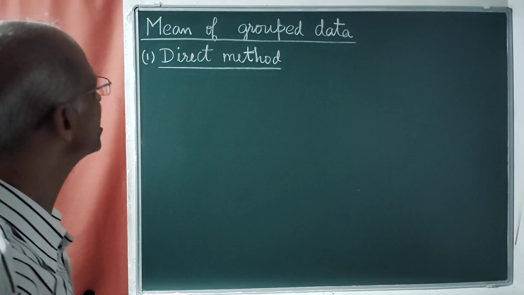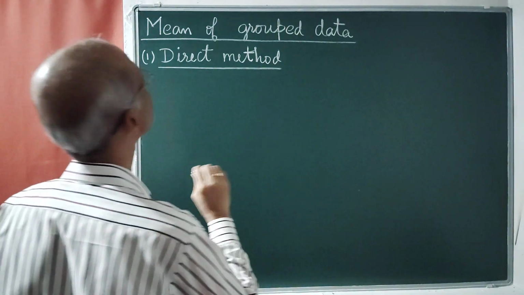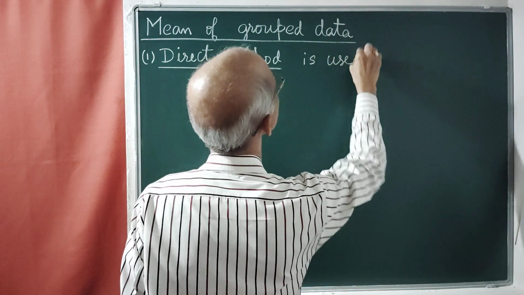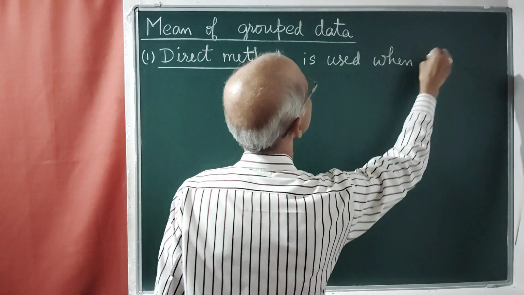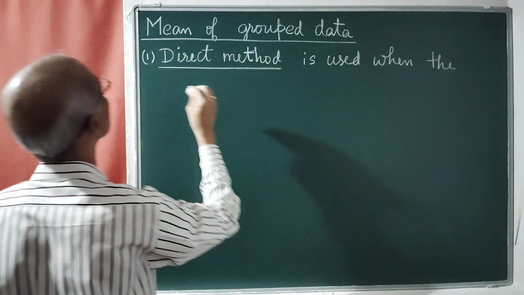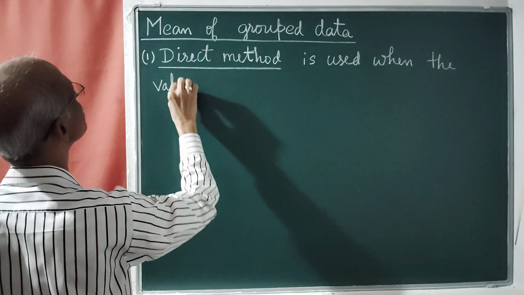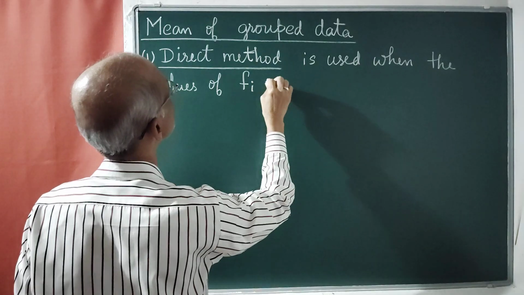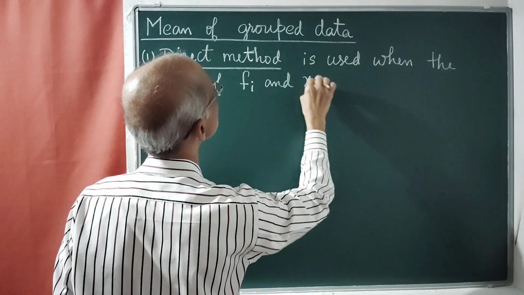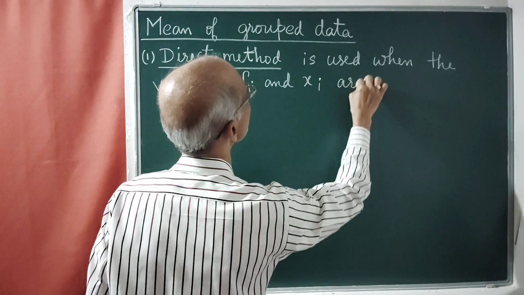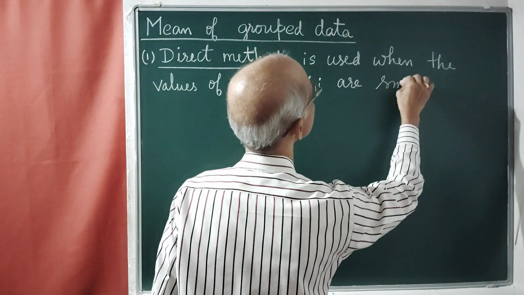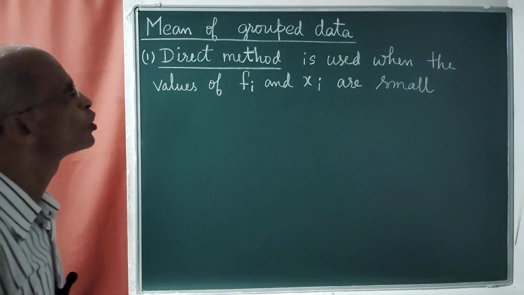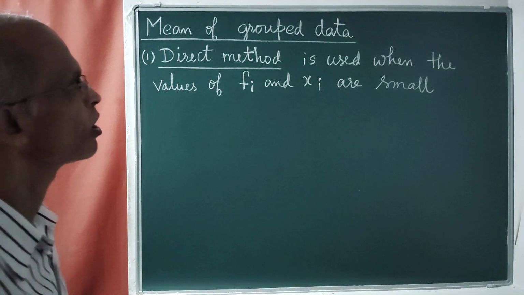Direct method is used when the values of fi and xi are small.